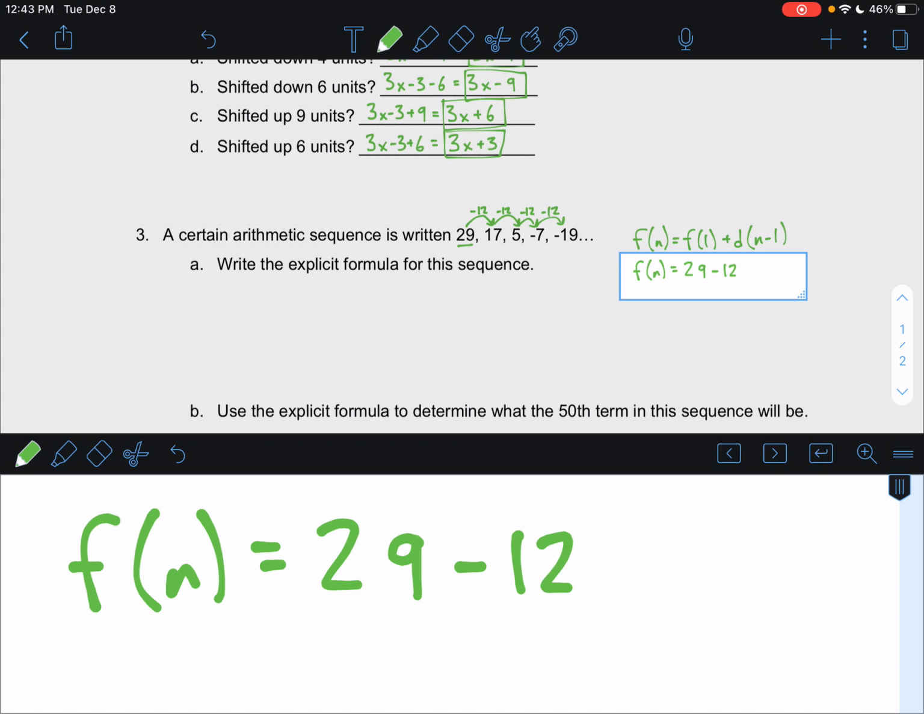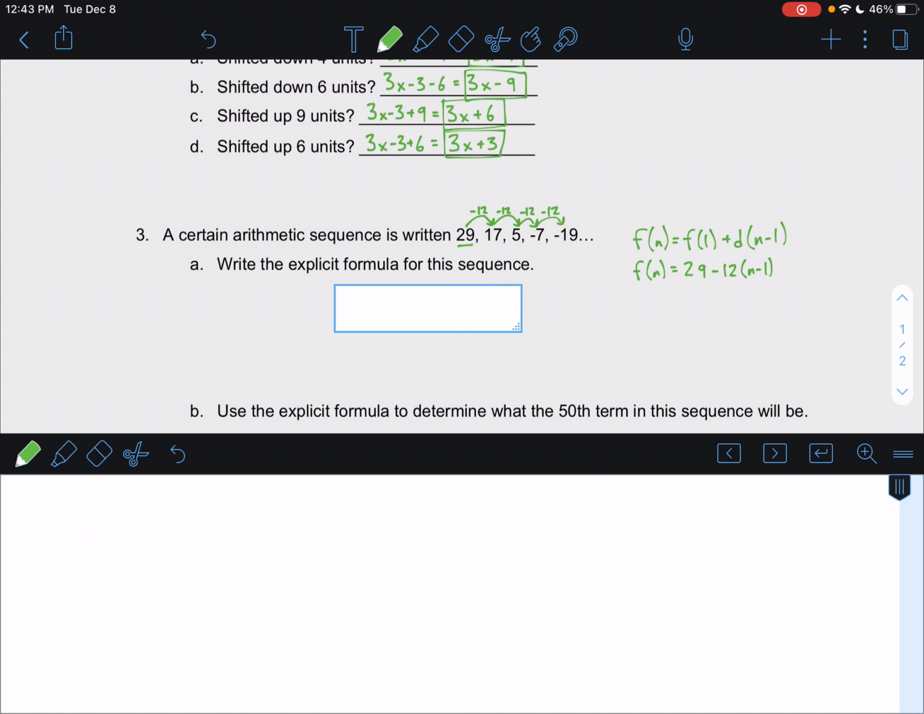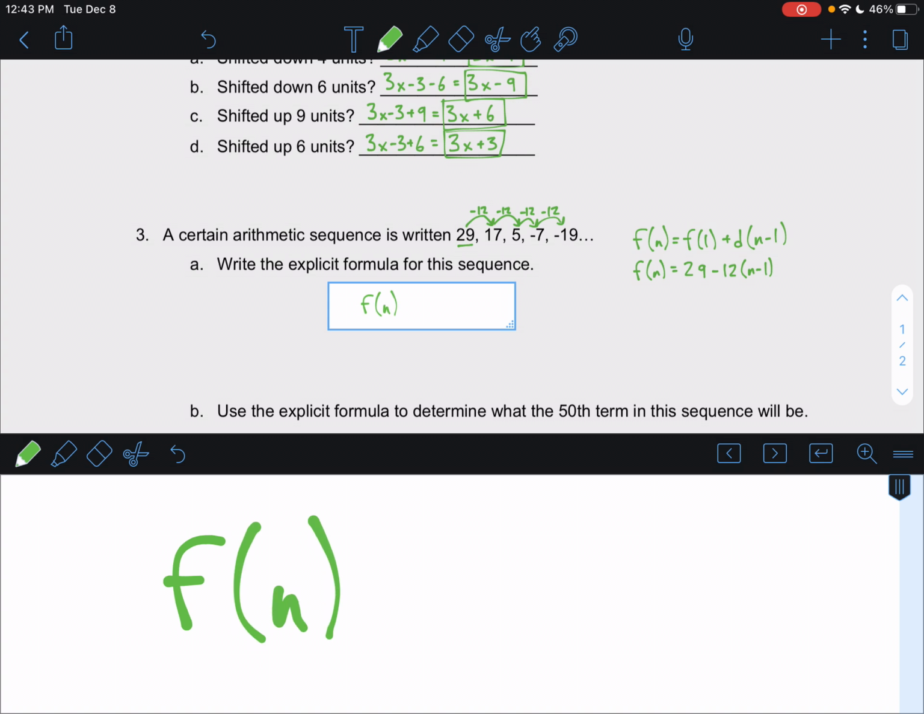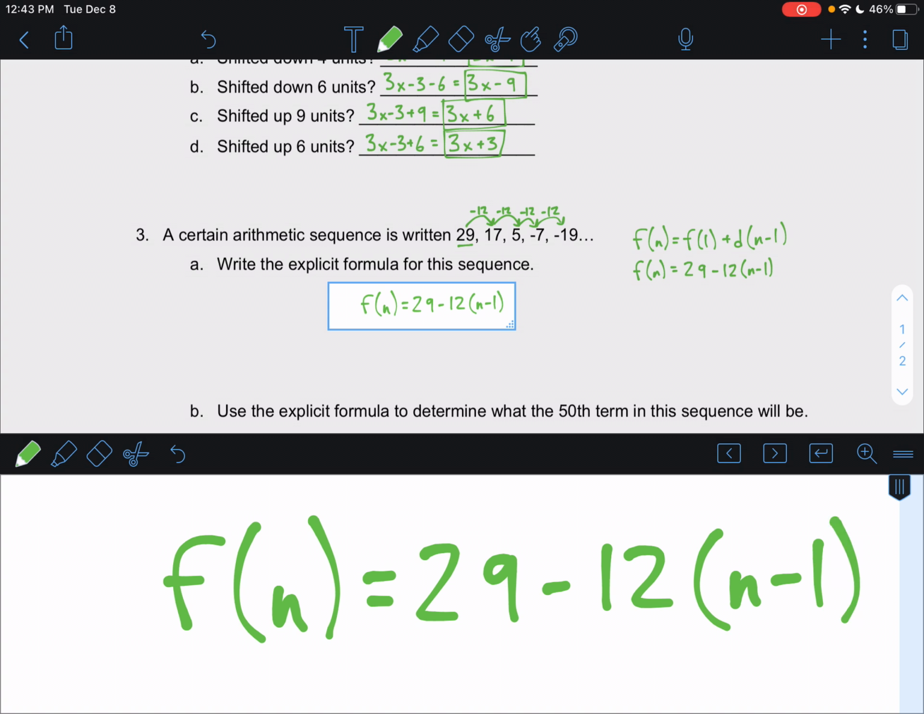So minus 12, and then I still have that n minus 1 inside the parentheses. And that right there is the explicit formula for this sequence. So our explicit formula is f of n equals 29 minus 12 times n minus 1. You just need to plug in the first term and the common difference.